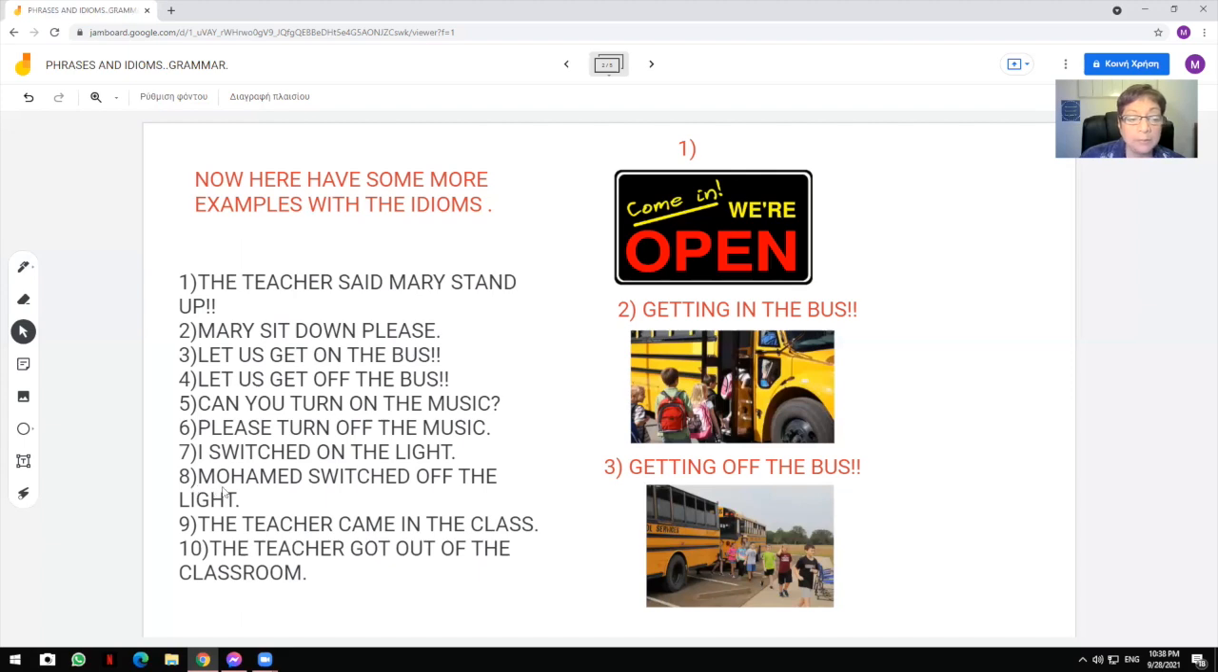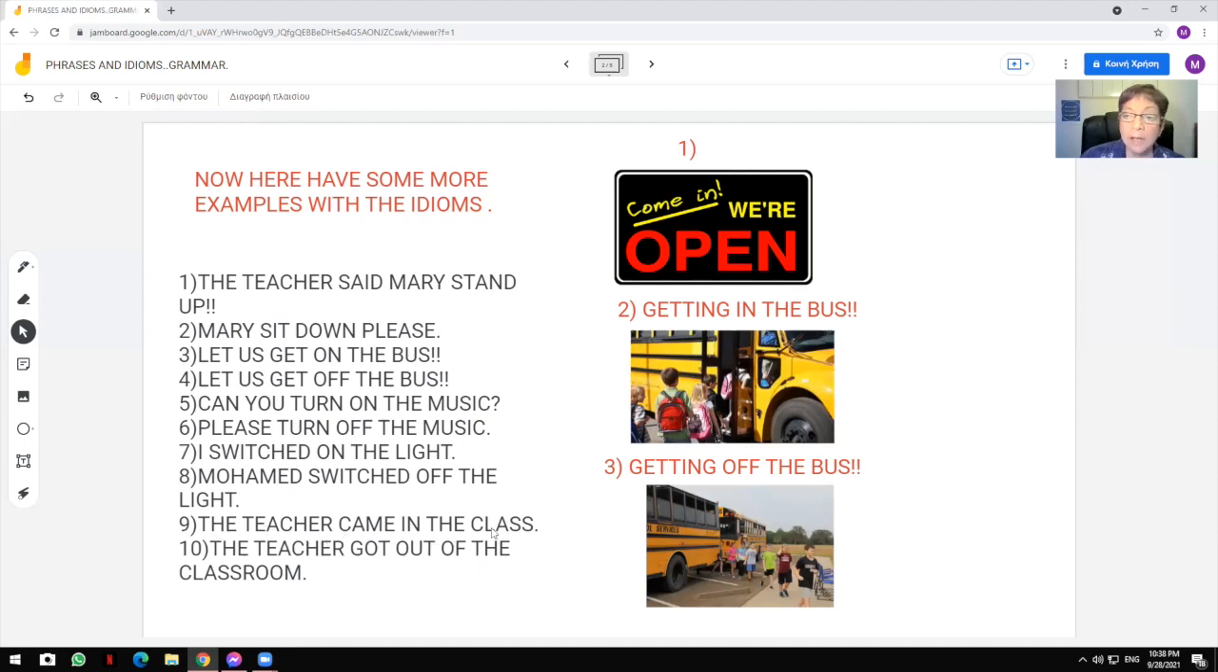Number eight, Mohammed switched off the light. Mohammed switched off the light. Mohammed طفى switched off the light. طفى النور.